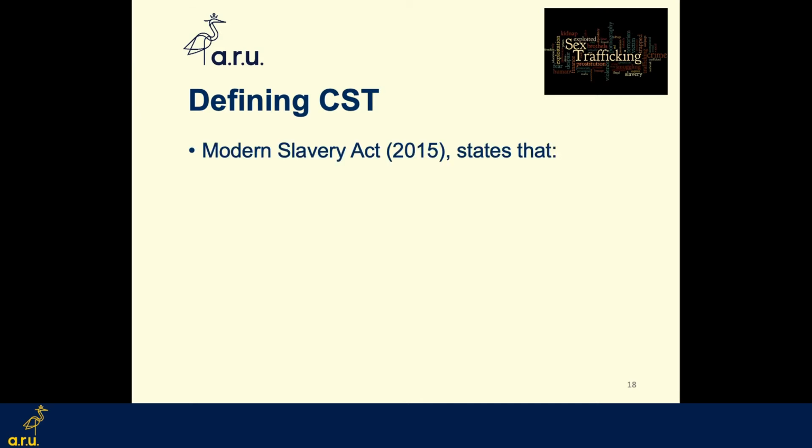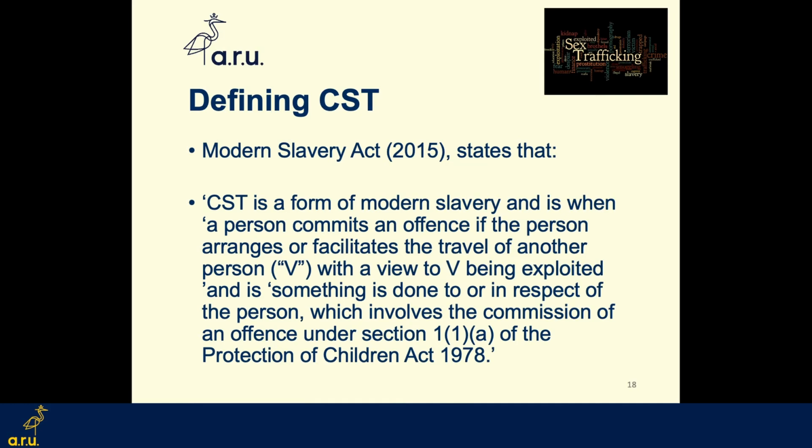Well, the Modern Slavery Act defines human trafficking as a form of modern slavery, and it is when a person commits an offence if a person arranges or facilitates the travel of another young person with the view of exploiting that person. What the Modern Slavery Act does is pull existing laws from the Children's Act and from the Sexual Offences Act. The Sexual Offences Act has now been updated to include human trafficking and sex trafficking.